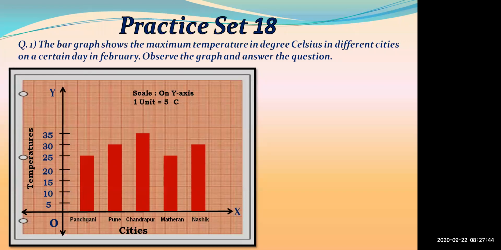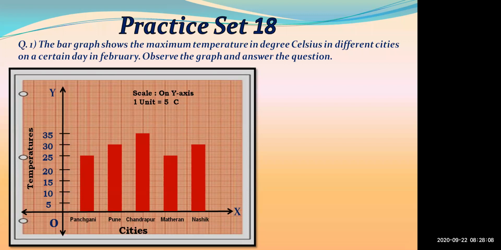Which topic is going on now? Graph paper is given already, means information is given to you. You have to see the questions and you have to give the answers. So this is our first topic, and after this we will see how to draw a graph. Means information will be given, so according to that information you have to draw the bar graph. Here the bar graph is already given, you have to see the questions here and you have to write the answers.